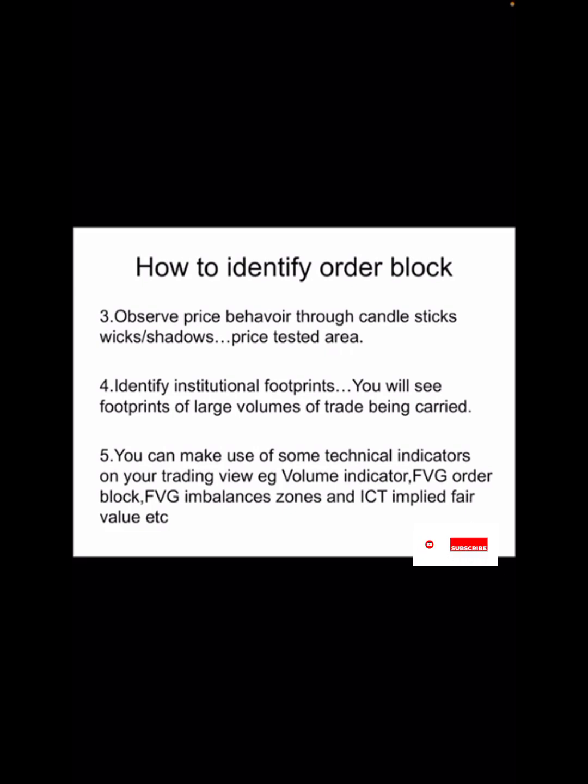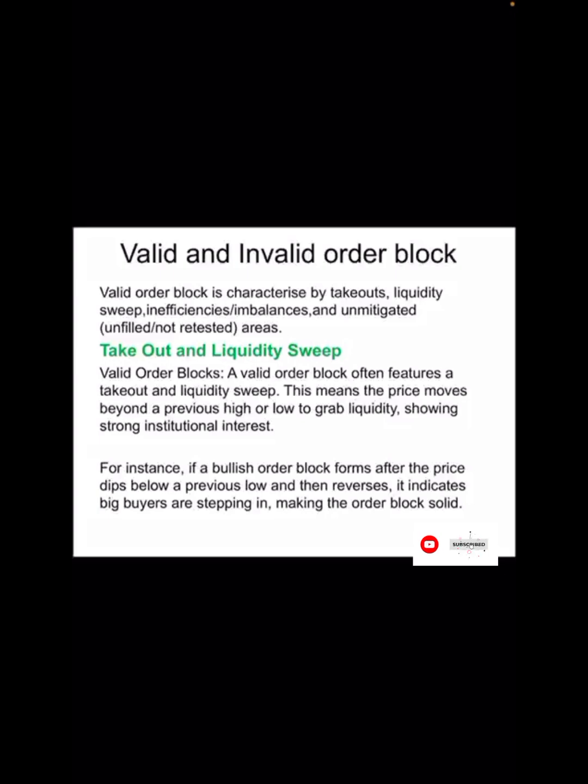Number 5, you can make use of some technical indicators on your TradingView, e.g. volume indicator, fair value gap order block, fair value gap imbalances zones, and ICT implied fair value gap. Whatever indicator you want to use, you can take this indicator. They will help you to mark out those areas, those techniques, so that when the market gets to those areas, you begin to notice the reaction. So these indicators are going to help you. Very, very important.